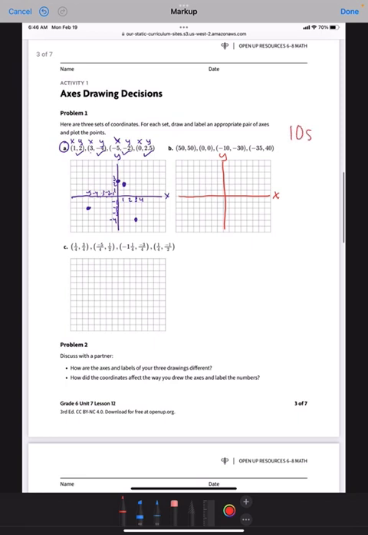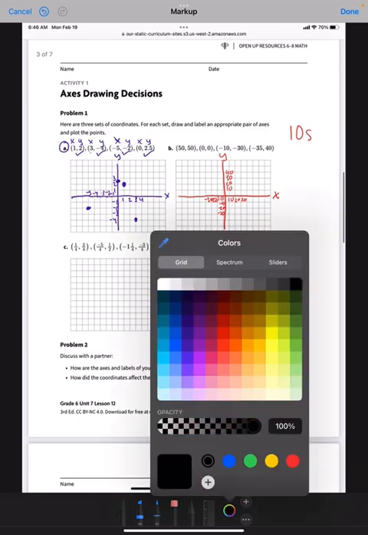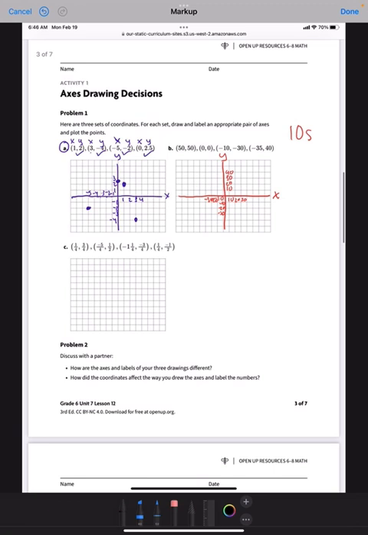Let's label them. So this is going to be 10, 20, 30, and so on. 10, 20, 30, 40, so on. Negatives now, negative 10, negative 20, negative 30, and so on. And negative 10, negative 20, negative 30 as well. And now I'm going to plot my points. I'm going to have you do that, and then I will come back and check.